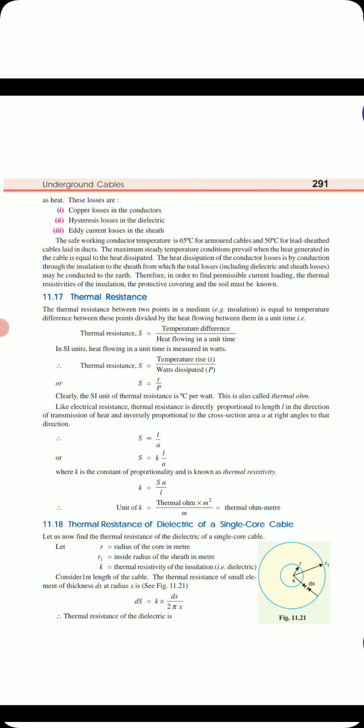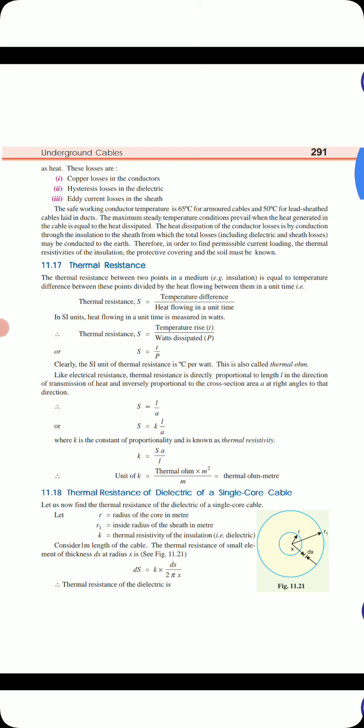Here thermal resistance S is given by the temperature difference between the 2 points divided by the heat flowing in unit time. It may be 1 second, 1 hour, whatever unit we are using. In SI units, heat flowing in unit time is measured in watts. So thermal resistance S is equal to the temperature rise T divided by the watts dissipated P.